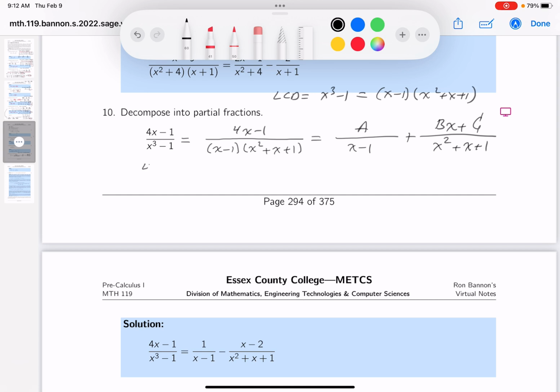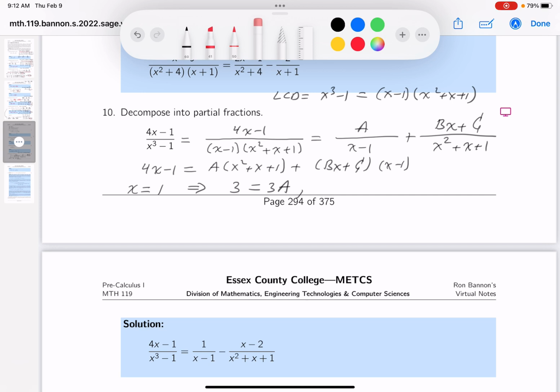You're going to get 4x minus 1, multiplied by the LCD. You're going to get A times x squared plus x plus 1, plus Bx plus C times x minus 1. Let's pick an easy number. I'm going to say 1's easy. And it's going to be 4 minus 1, which is 3. And then you can get, let's see, 1 plus 1 plus 1 is 3, so 3A. And then the second term involving the Bx plus C is going to disappear because 1 minus 1 is 0. So I know A to be 1.